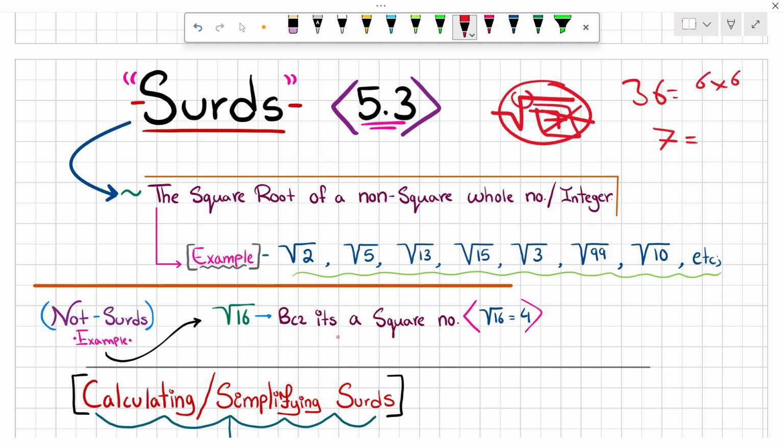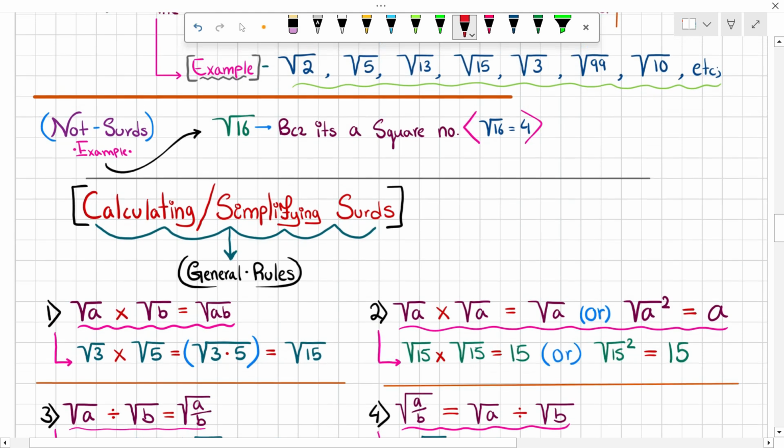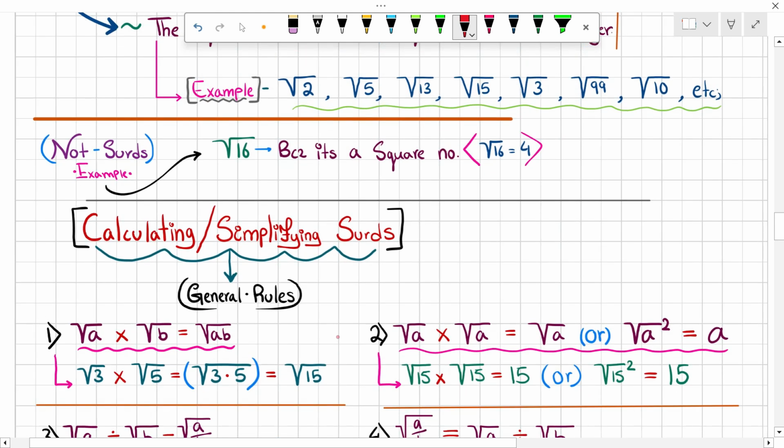Okay? For example, root 2, root 5, root 13, root 15, root 3, root 99, root 10, etc. Okay? Root 16 is not a surd because it's a square number. 16 is 4 times 4.